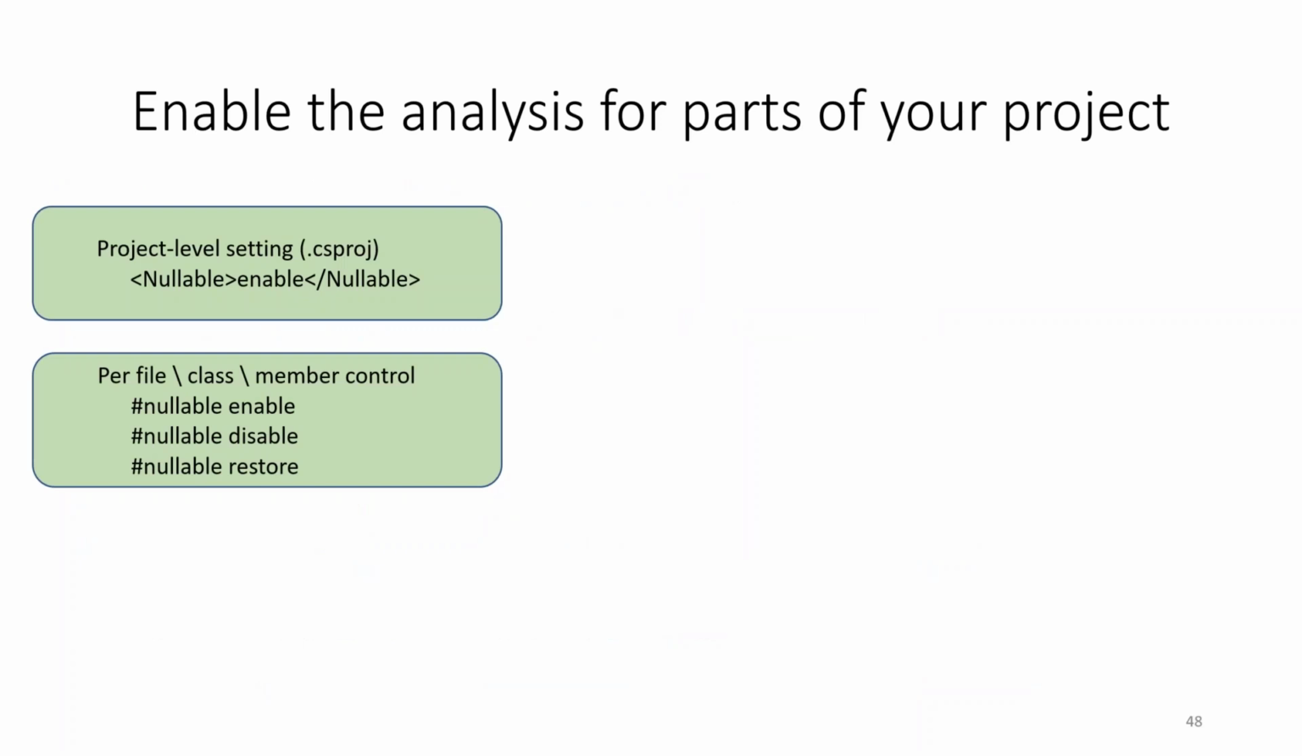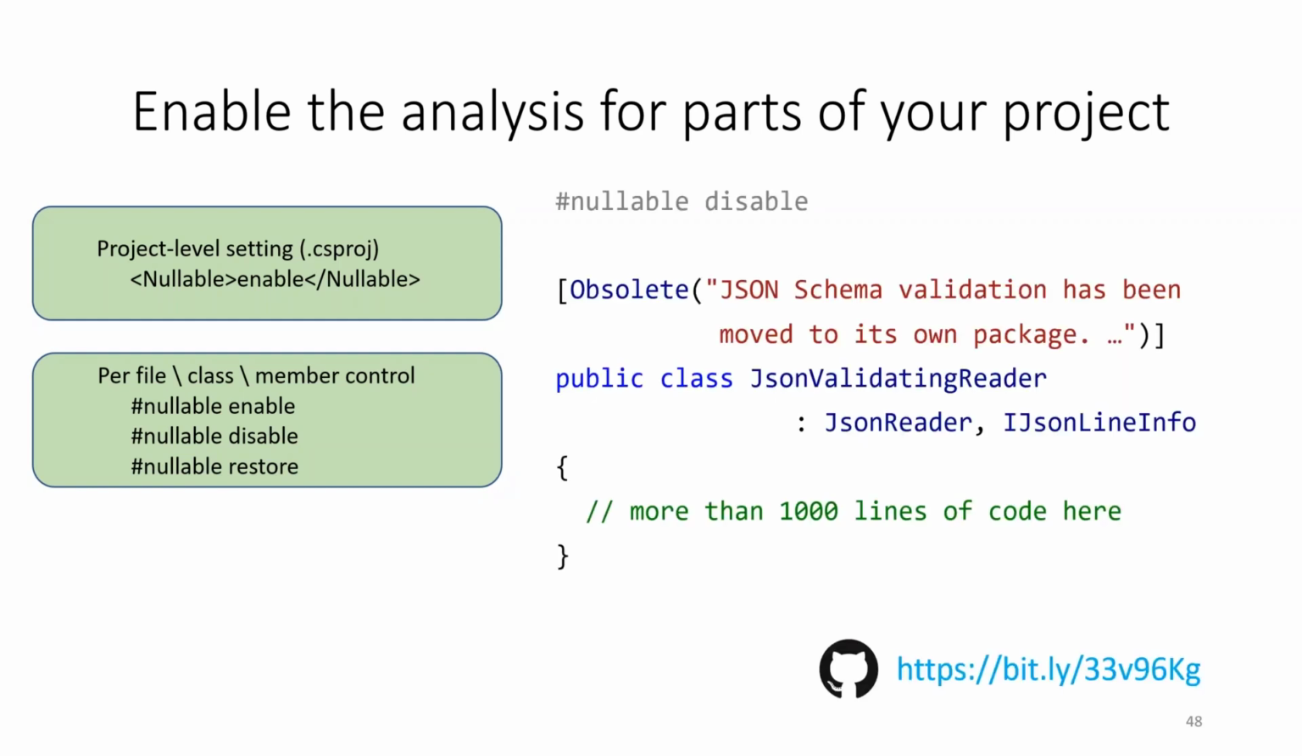Finally, you can enable the analysis only for some parts of your project. For example, you can enable it completely in the csproj by using the Nullable tag, and then enable or disable it per file, class, or member with preprocessor directives: nullable enable, disable, restore. So, for example, this is used in Json, where there is a JsonValidatingReader type with more than 1,000 lines of code, and it's obsolete.